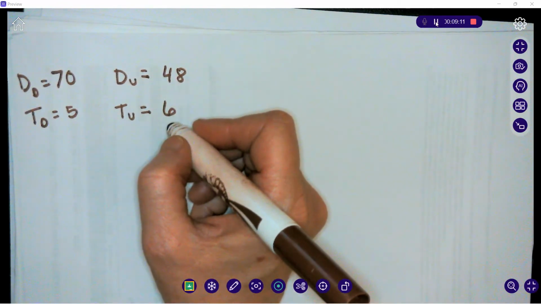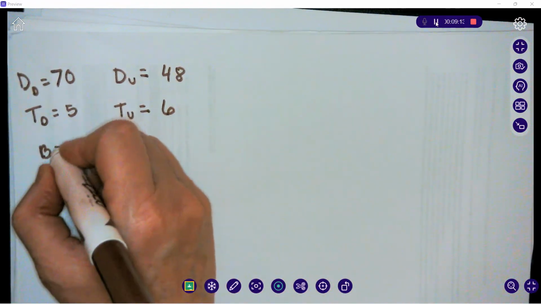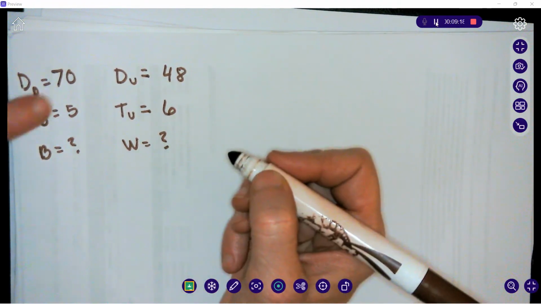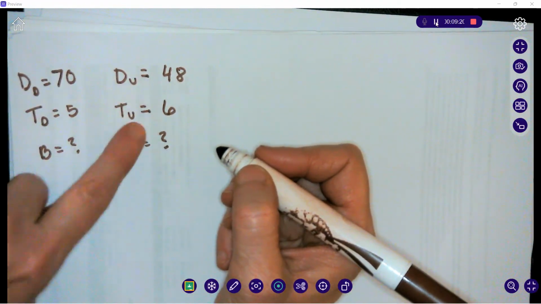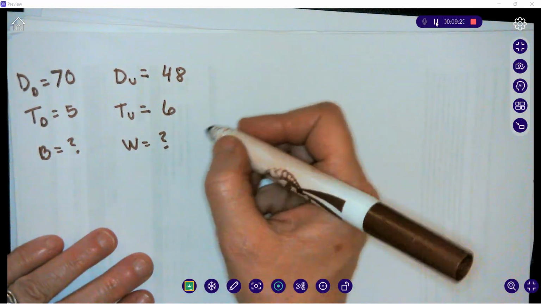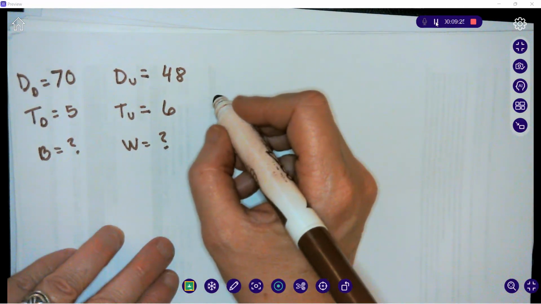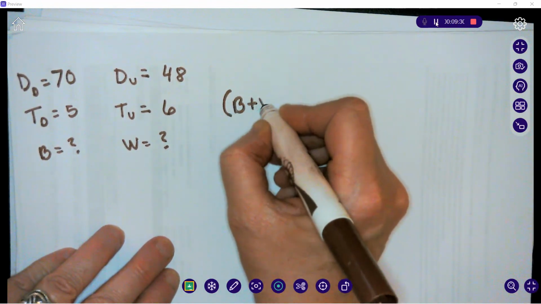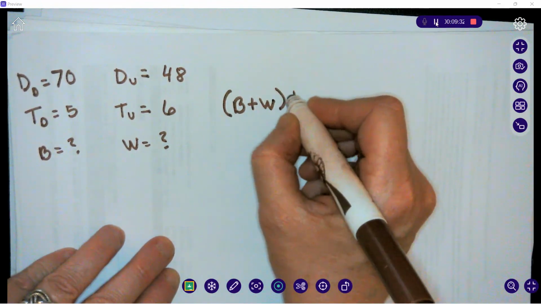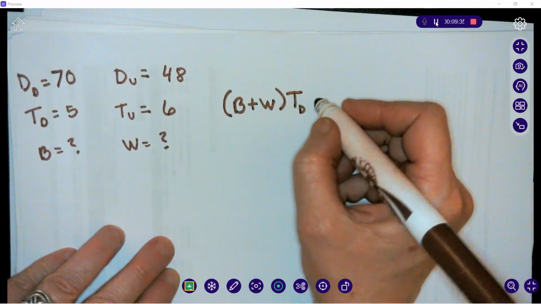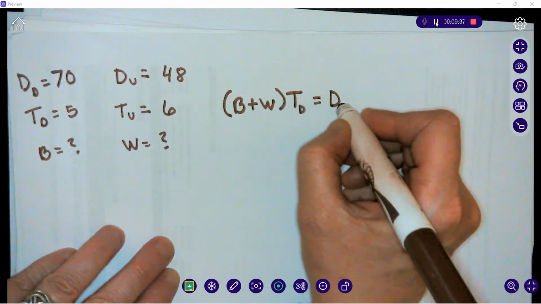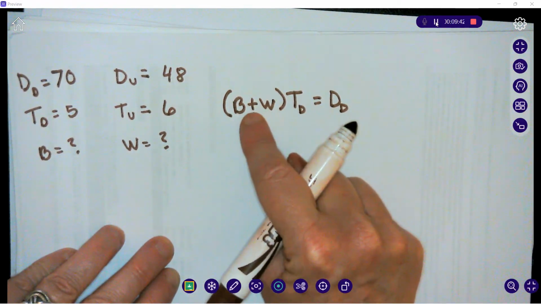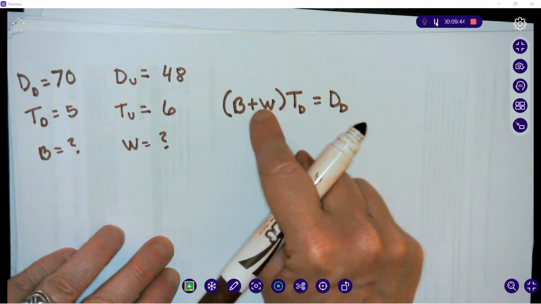What was the speed of the boat in still water? And what was the speed of the current or the water? Here's our 6 variables, and in this case we know 4, but we don't know 2. So we're going to begin by writing both of the equations that we know. Our downstream equation: the speed of the boat plus the speed of the water times the time it takes to go downstream equals the distance to go downstream. Basically, that's distance equals rate times time. This is both of the rates combined.